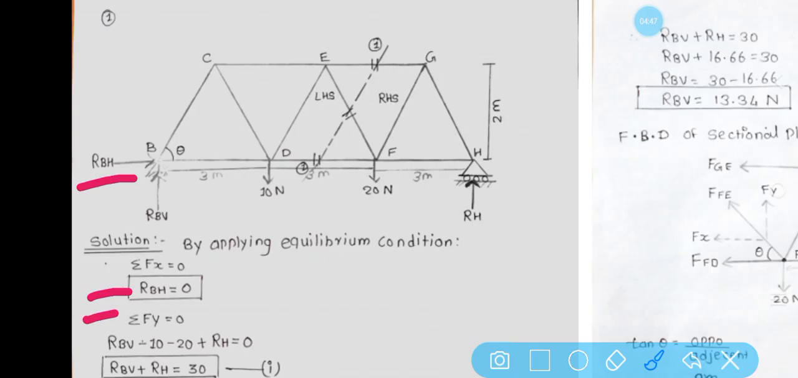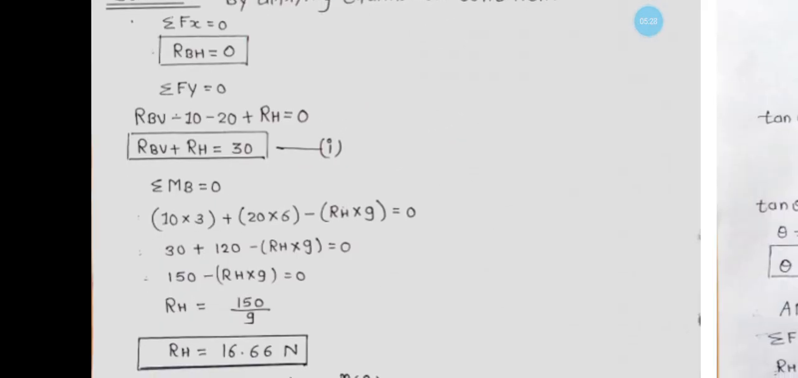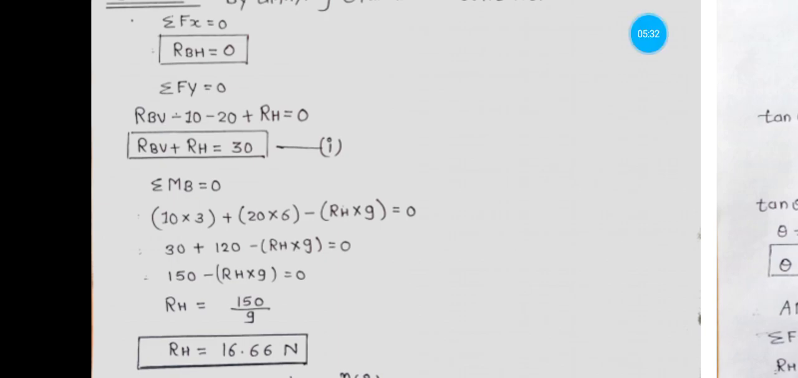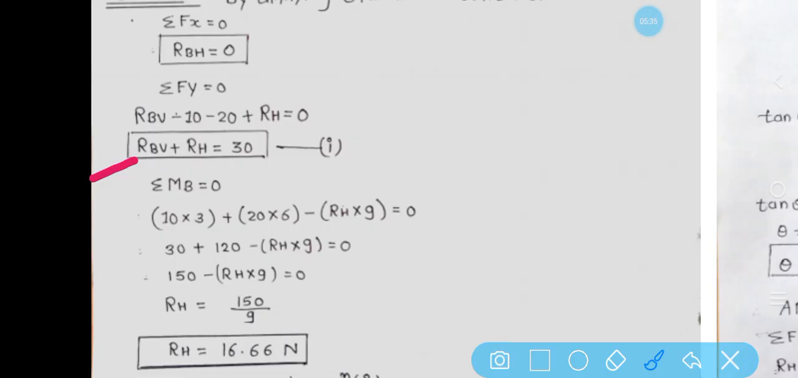We can calculate summation Fy, which is the summation of the vertically acting forces, as follows: RBV, which is acting at point B vertically upward, minus 10 which is acting at point D vertically downward, minus 20 which is acting vertically downward at point F, and plus RH which is acting vertically upward at point H. By taking the summation of this, we get RBV plus RH is equal to 30, and call it equation number 1.